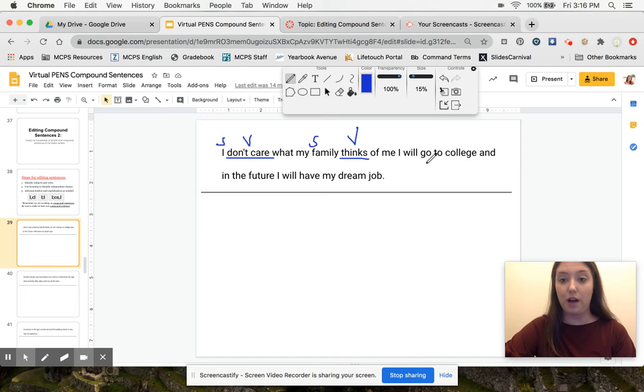I will go to college. Be careful here, go to. It looks like an infinitive, but remember with infinitives, to always goes in the front. So if it said to go, that would be an infinitive. But here we have to college. So that's actually a prepositional phrase. Let's label that as a prepositional phrase. Our verb here is will go. And who will go? I will go.